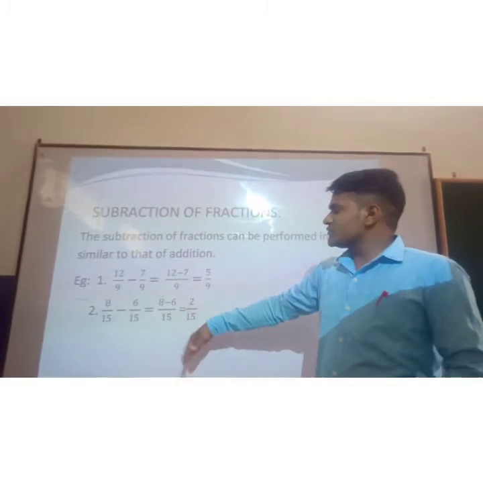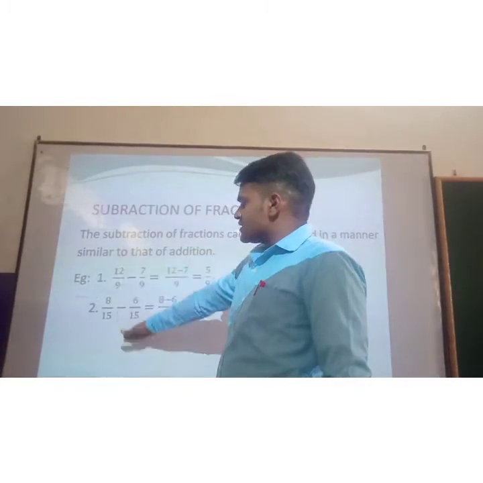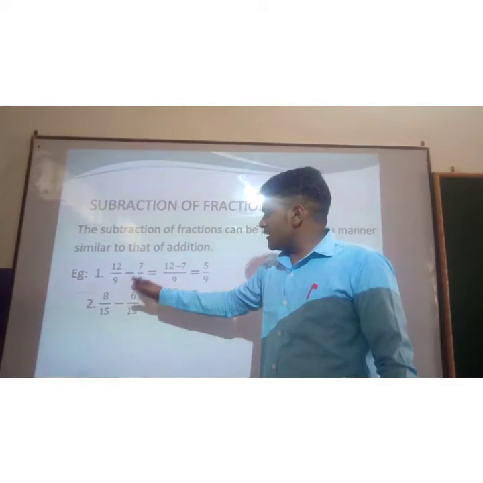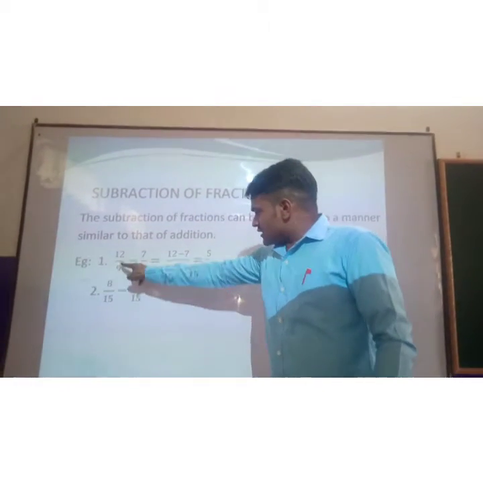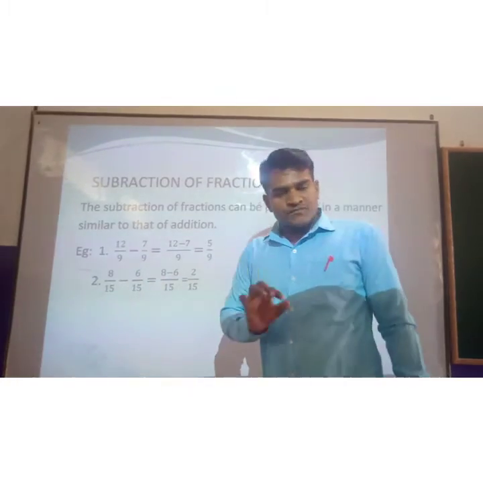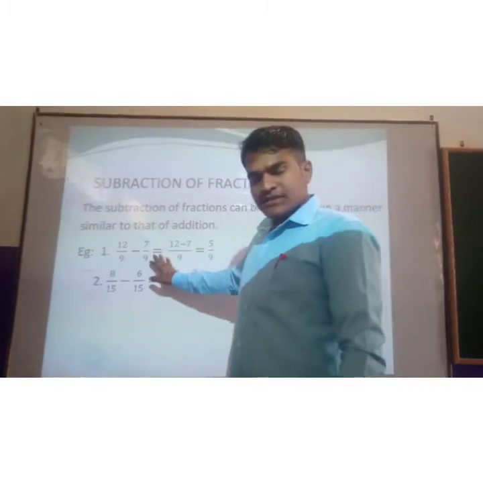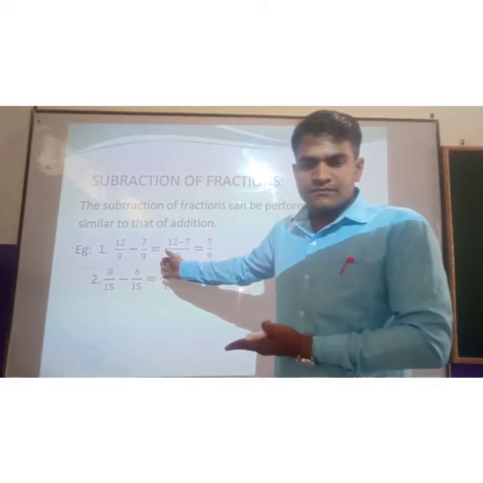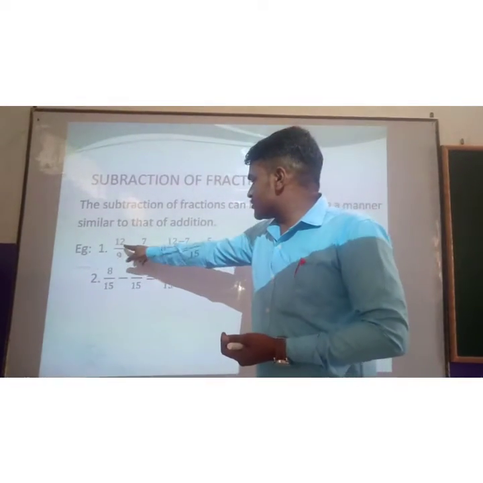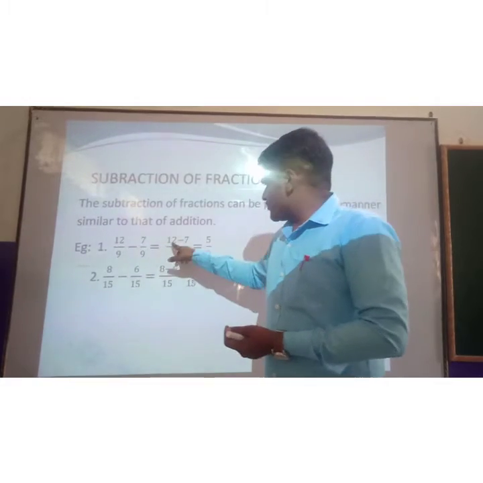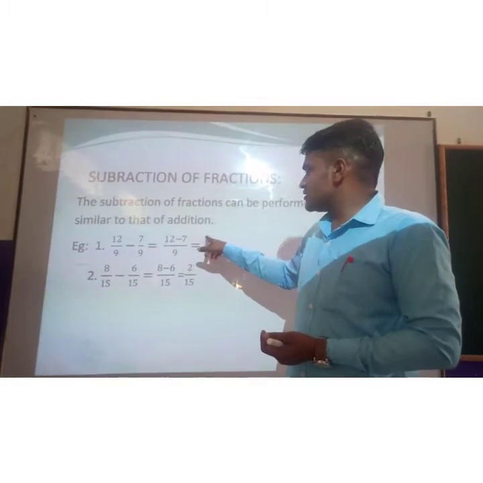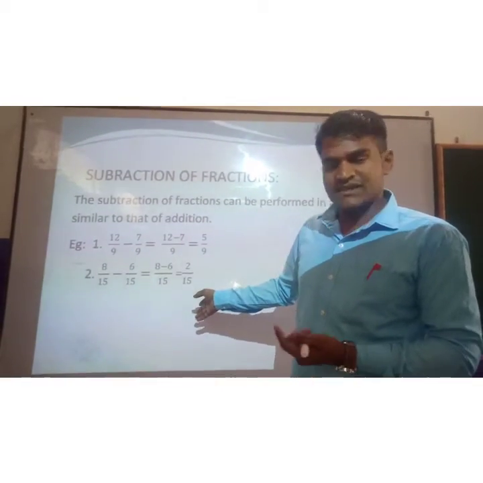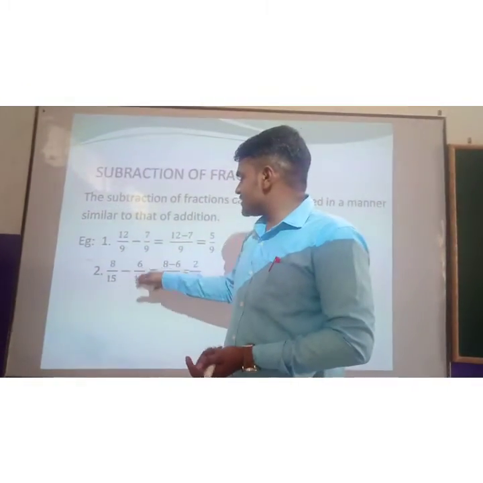Let's see the example. Some fractions are given: 12 upon 9 minus 7 upon 9. The denominators of these fractions are the same. Yes, the denominators of the given fractions are the same. So simply we have to subtract the numerators. We subtract 7 from 12. 12 minus 7 is equal to 5. We get 5 upon 9 as the result. Easy, na? Yes.